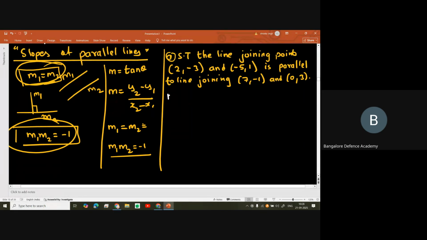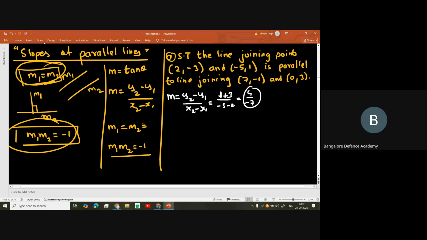So the first, I'm going to use this formula. m is equal to (y2 minus y1) by (x2 minus x1). So what happens? This is 1 plus 3 by minus 5 minus 2. So you get 4 by minus 7. Is it right, guys? You got 4 by minus 7? Yes, sir.